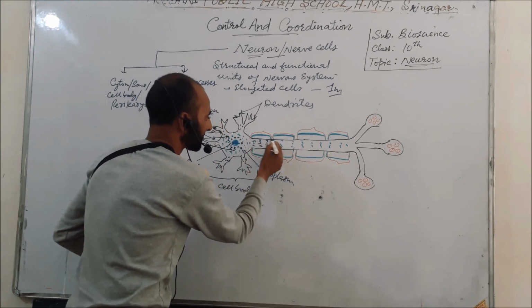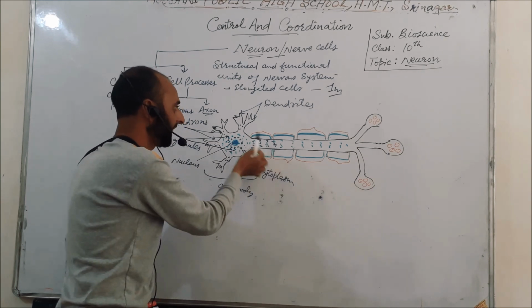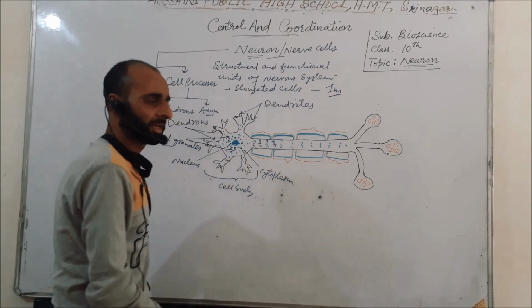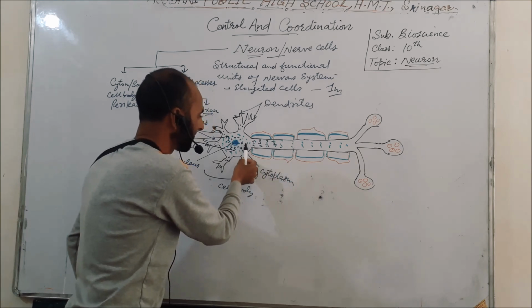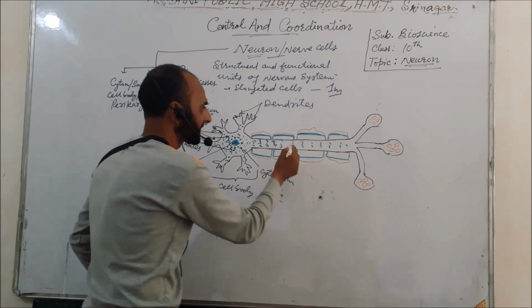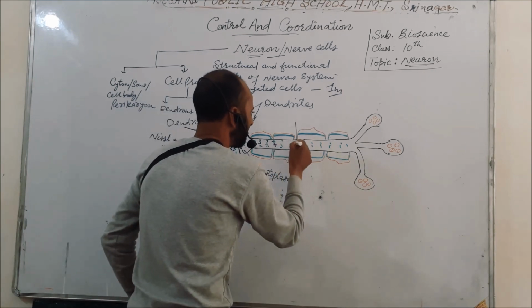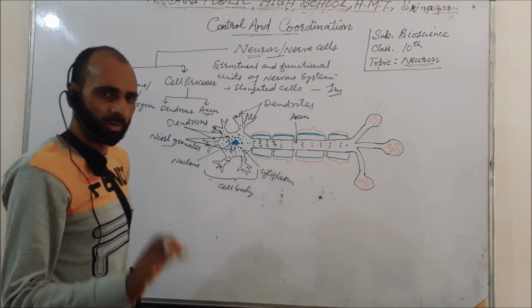This is a long process, and this long process is single. Remember, it is single, and the dendrons are many. This axon is single in number, it arises from the cell body, and its diameter is uniform. This special branch is called the axon. Okay.